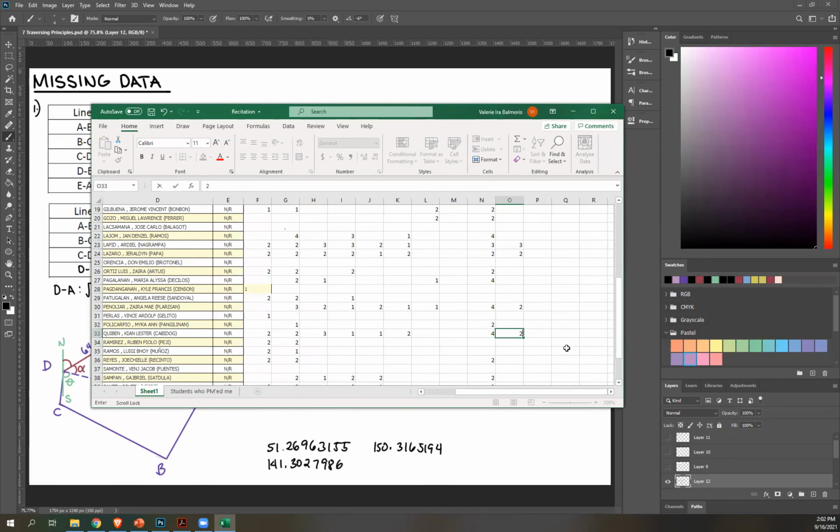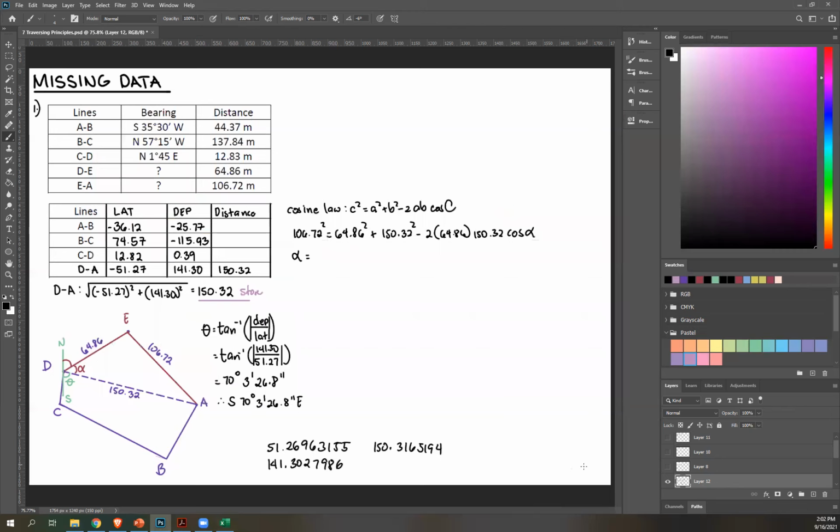Okay. So the answer is 37 degrees, 46 minutes, 26.12 seconds. And from this, I can get the bearing of line DE. Again, that's 180 degrees, this entire thing, minus theta, which is this, minus alpha, which is this. Please solve. What do we get?